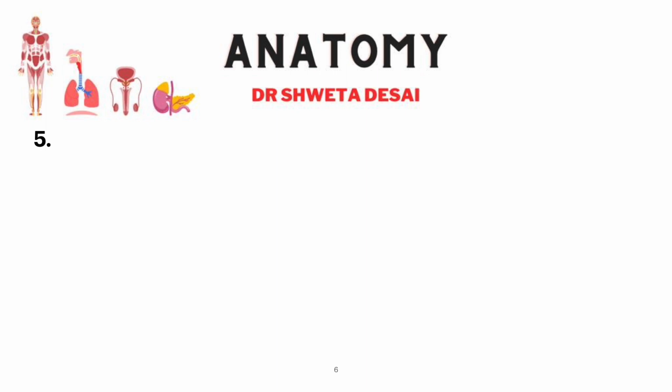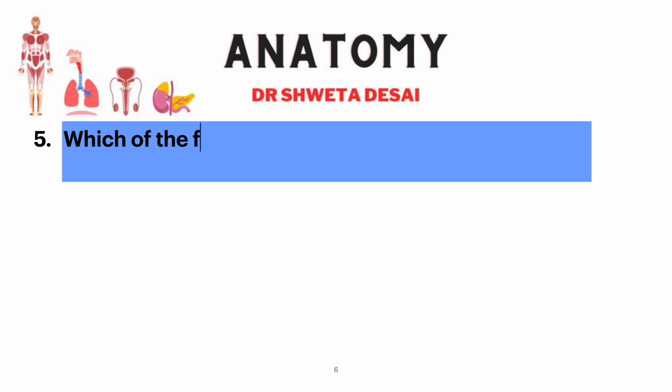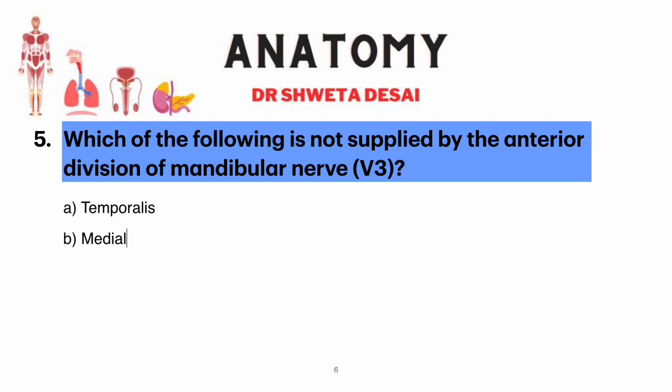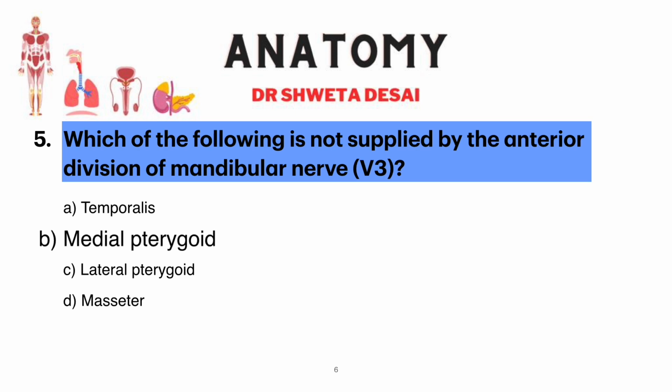Question number 5. Which of the following is not supplied by the anterior division of mandibular nerve? A. Temporalis. B. Medial pterygoid. C. Lateral pterygoid. D. Masseter. The right answer is B. Medial pterygoid, as it is supplied by the main trunk of mandibular nerve.